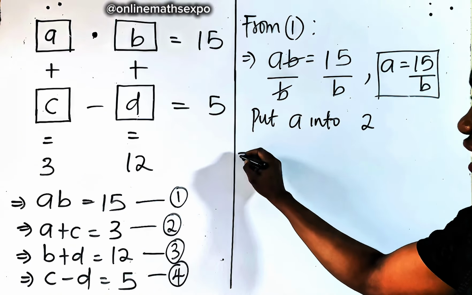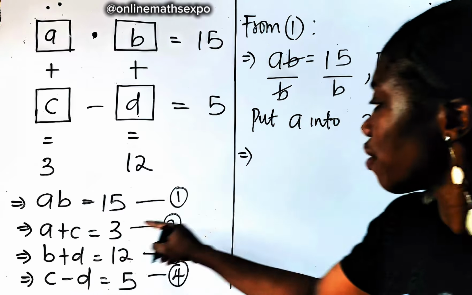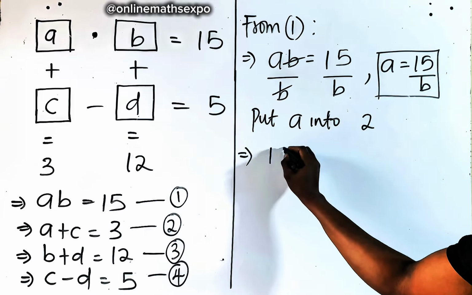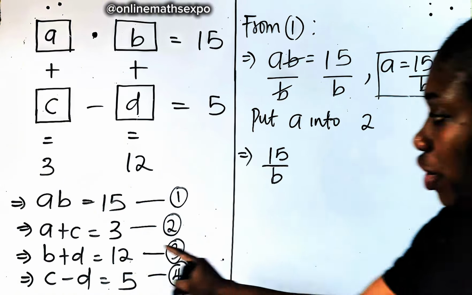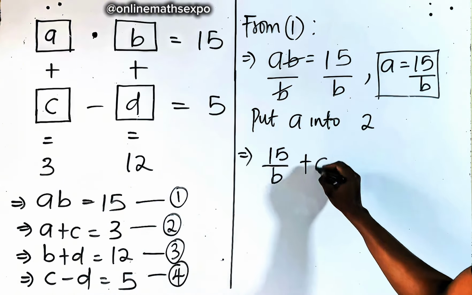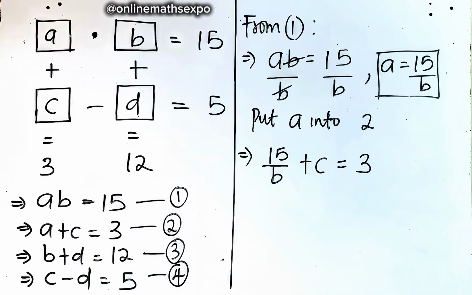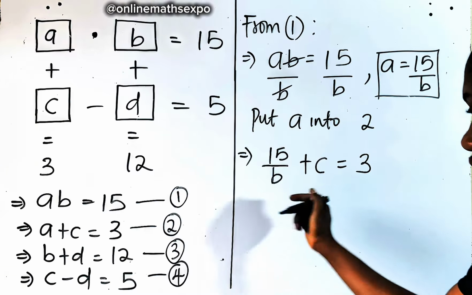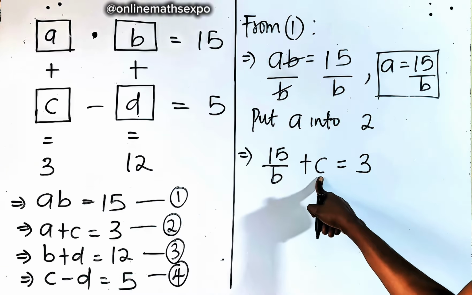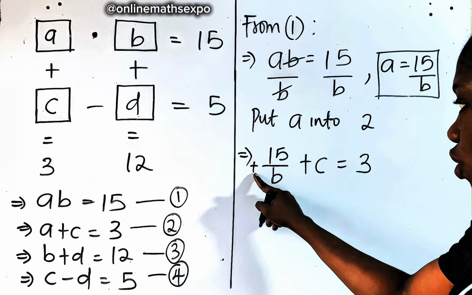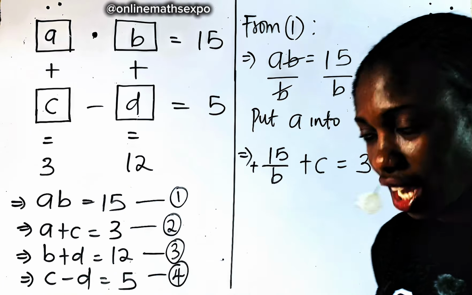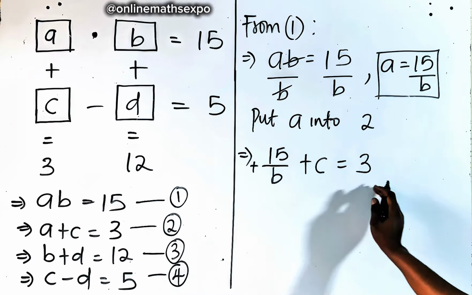So let's do that together. Instead of writing A, I'm going to replace it with this. So it's going to be 15 divided by B plus C is equal to 3. Now, what do you do at this point? You can choose to make C the subject. So let's make C the subject. How do you make C the subject? Remember, this one is positive. So to remove this positive value here, you subtract. So we are going to subtract from both sides.